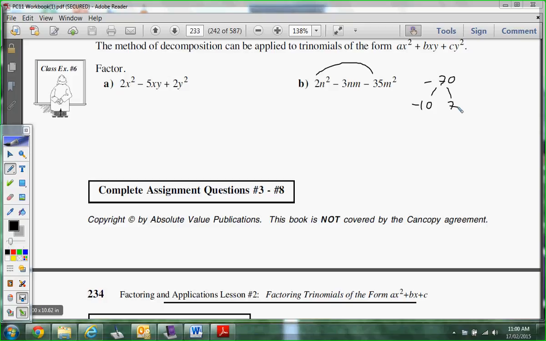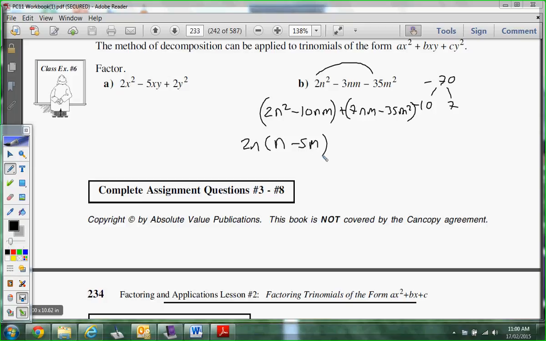Remember, our middles are nm's. So what we're going to do is go 2n squared minus 10nm plus 7nm minus 35m squared. Now we're ready to group. So your negative 10 and your 7 in the middle we broke up, and now we're just trying to GCF. So these have a 2n in common. That gives me n minus 5m.